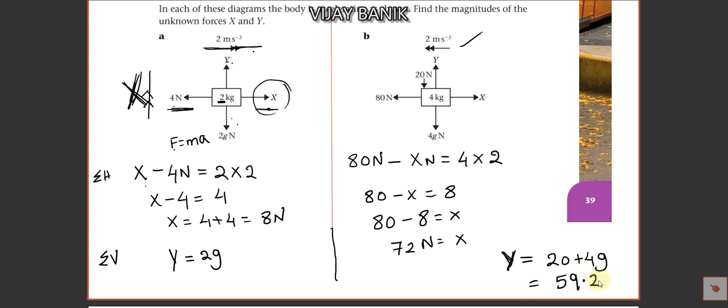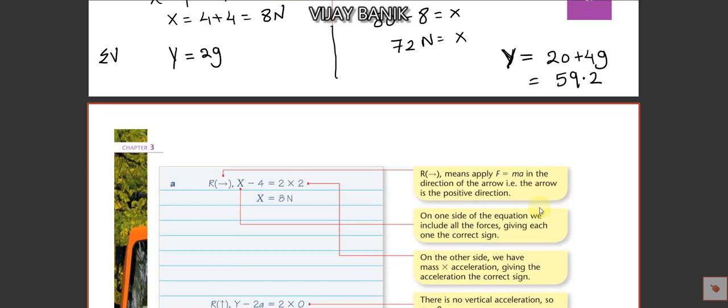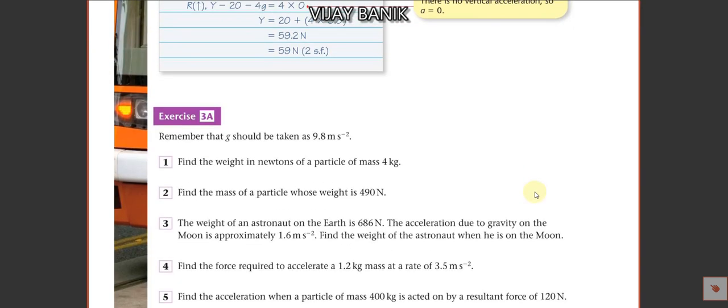There is a force acting over here, 59.2 Newton. So horizontally, in this case, the force acting is x, which is 72 Newton, and vertically Y is 59.2 Newton. I hope you understood this explanation. Now, let's go to the next one.